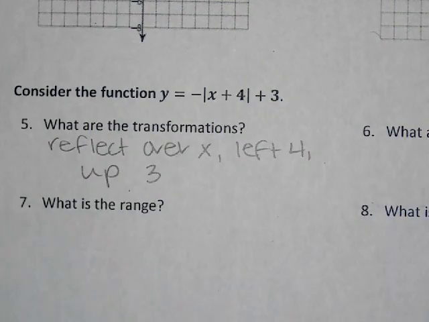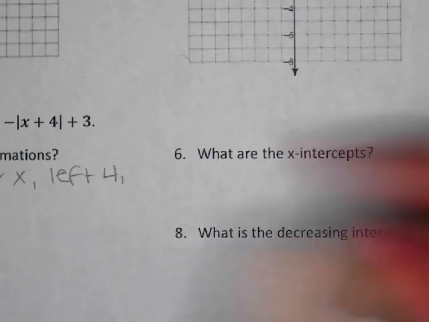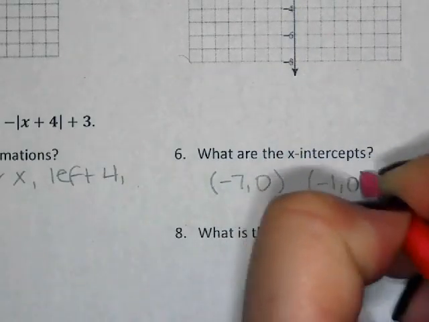X-intercepts, we're going to need Desmos for that, so I'm going to go ahead and graph it. Here's Desmos. That equals negative x plus 4 plus 3. Okay, so our x-intercepts are -7 and -1. I'm going to go ahead and write those down. So x-intercepts, we got -7, 0, -1, 0. Okay.